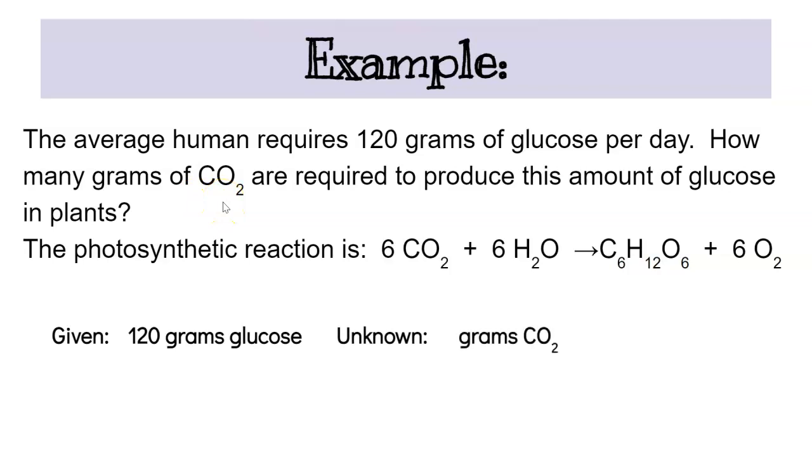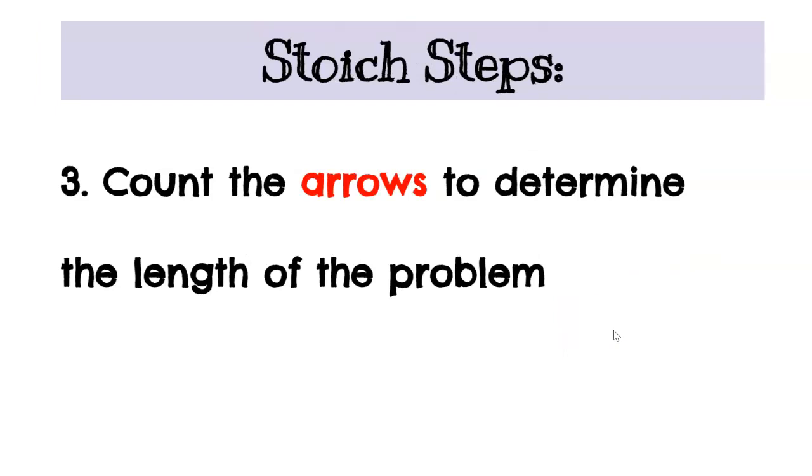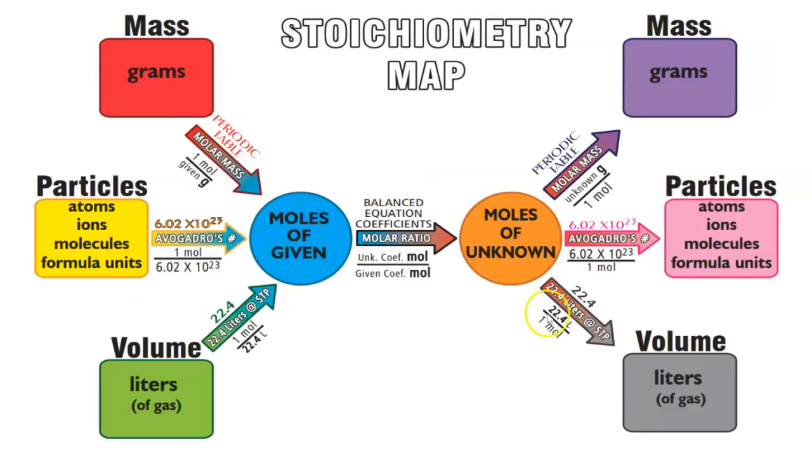So we're starting with glucose. So we're starting with grams of glucose. And we want to finish with grams of carbon dioxide. So let's use our map to help us figure out what conversions we need to do. Okay, we're going to count the arrows to determine the length of our problem. So we're starting with grams and we're ending with grams. Okay, so we're starting with grams of glucose and we want to end with grams of our CO2.